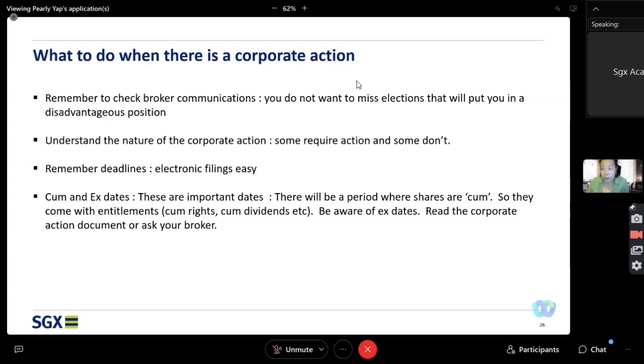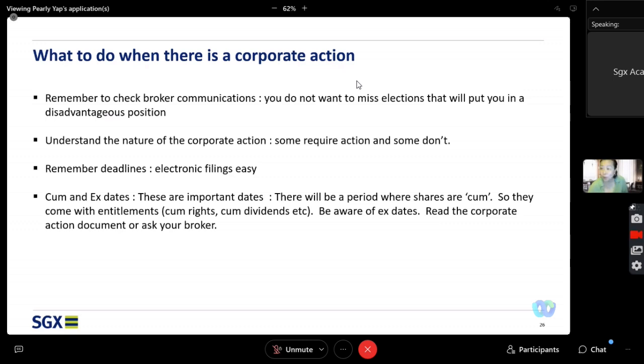Or for example, if there's a share placement at a discount, you might want to buy it instead of buying it from the market. So you need to constantly stay on top of the news flow of the companies that you own. My advice to you is, nowadays we don't have brokers, we only use these platforms. If you have a broker, great, let your broker know what shares you own so that he can alert you. But if not, there is an SGX announcement page, and you can put your own watch list there to make sure that you keep on top of corporate announcements. Some require action and some do not require action.